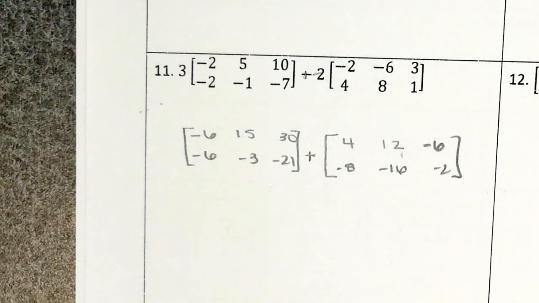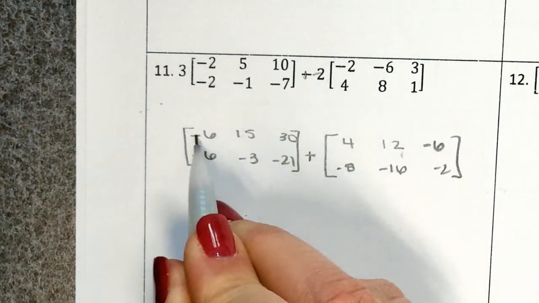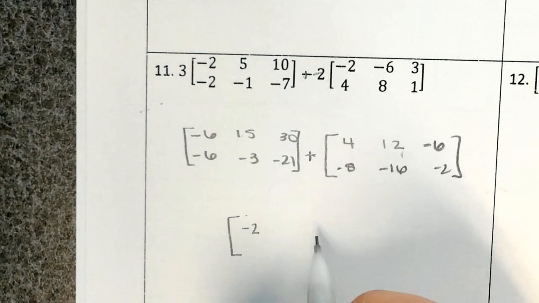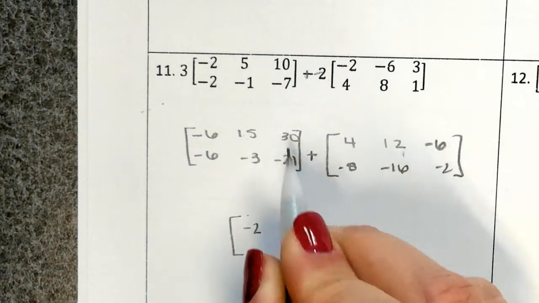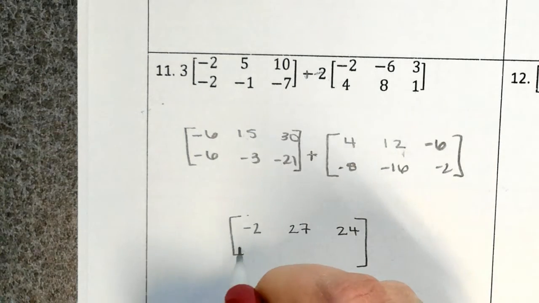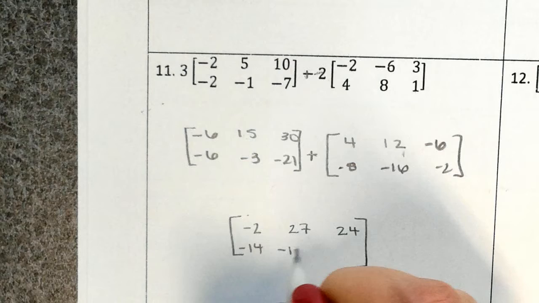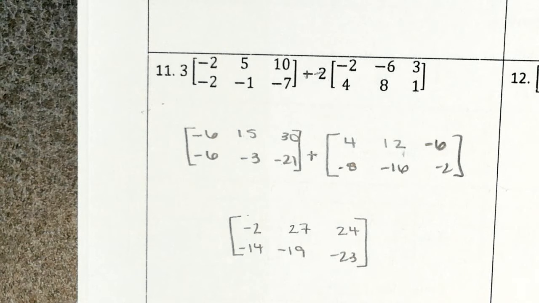How do we add two matrices? How about number 1? Like the same thing as number 9 with the negative 6. Like we did in number 9. So what am I going to add here? Negative 6 and 4. Negative 6 and 4, I get negative 2. And then 15 and 12, and I get 27. And 30 and negative 6, and I get 24. Negative 6, negative 8, negative 14, negative 19, negative 23. Is that okay so far?